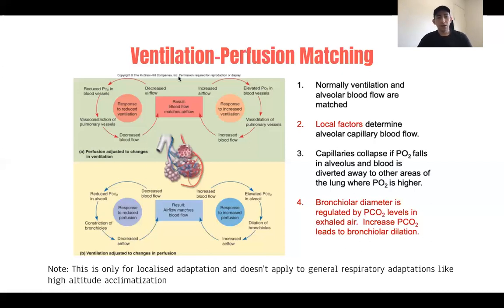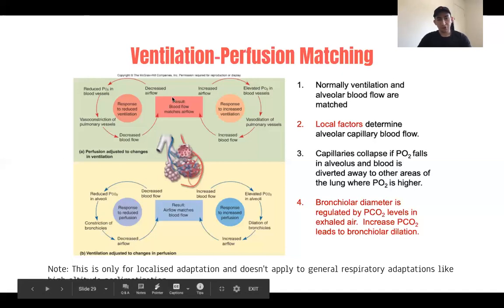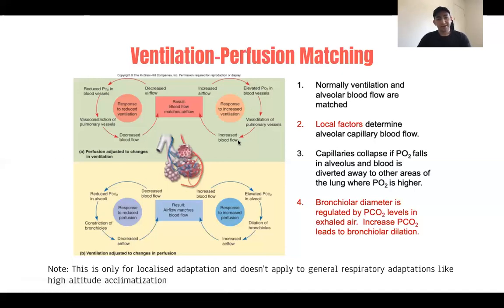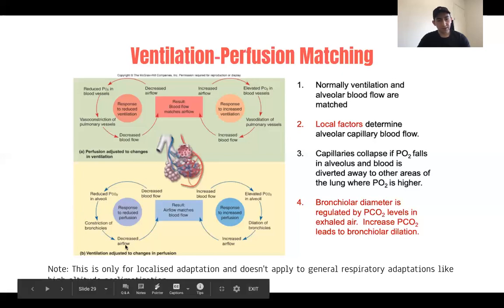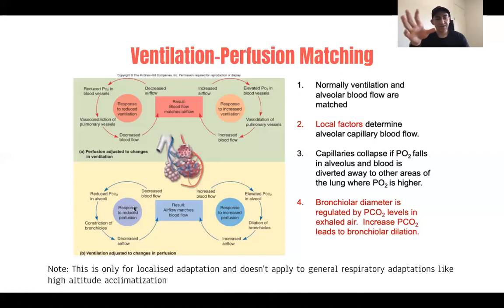Here's a diagram which represents that very broadly. What happens if you have a reduced blood flow to a certain part? Decreased blood flow, you would have a reduction in the PCO2 levels in the alveoli, constriction of the bronchioles, and decreased airflow. So just know that however one changes, your lung changes in the exact same direction.